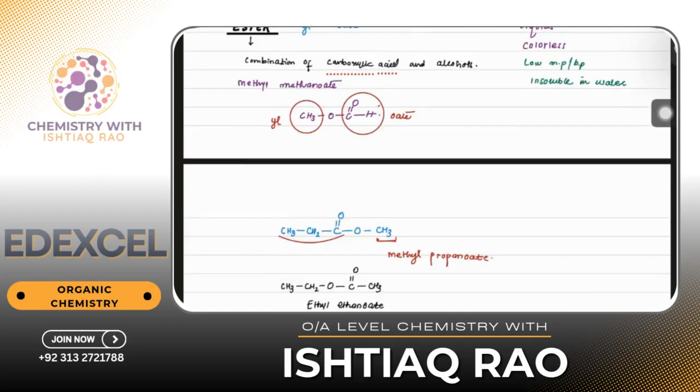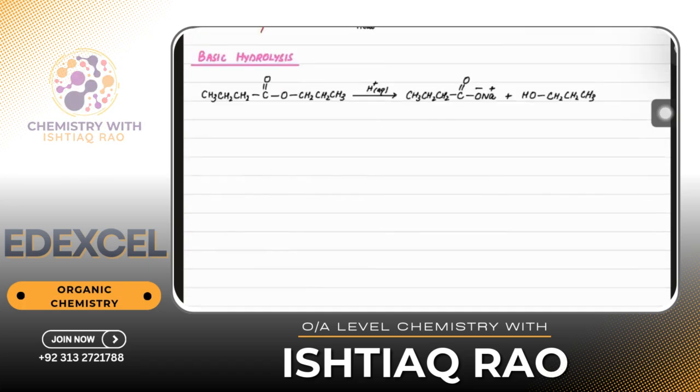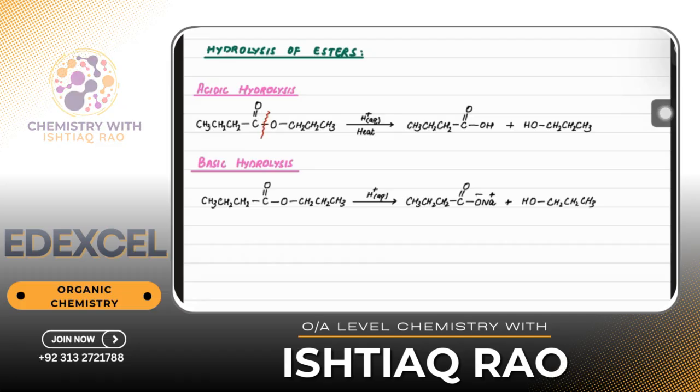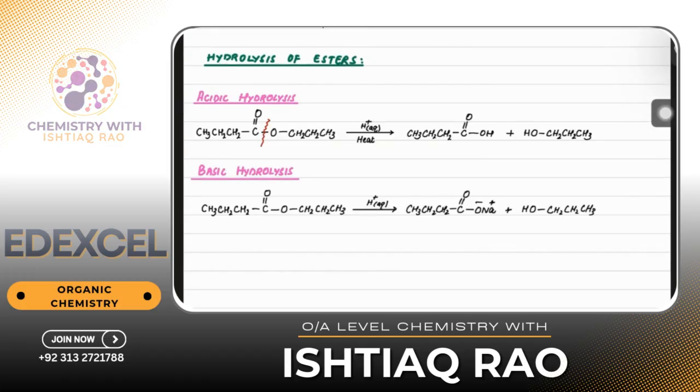Now the ester is very easy. As I told you, we can hydrolyze a nitrile, and in the same way I can hydrolyze an ester. We have two types of hydrolysis, acidic or basic. In acidic hydrolysis, acid is used as a catalyst. In basic hydrolysis, we use a base, an alkali, I mean to say.